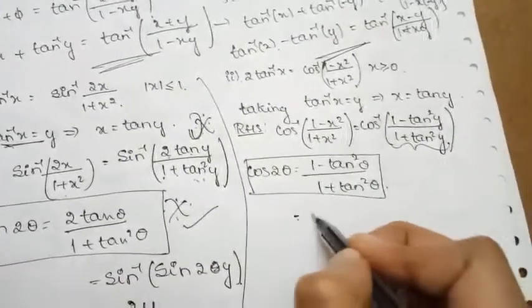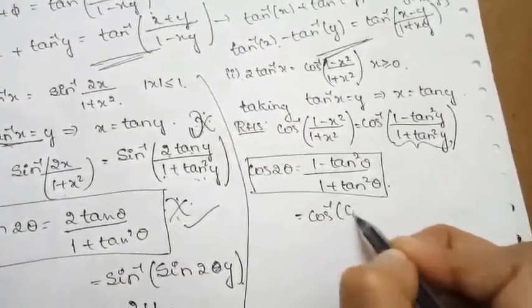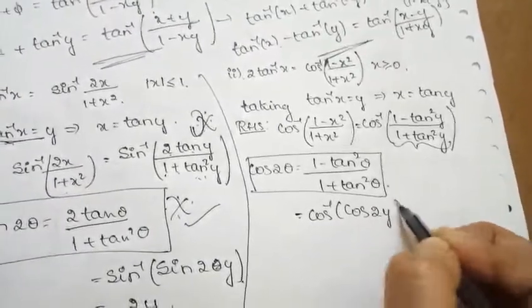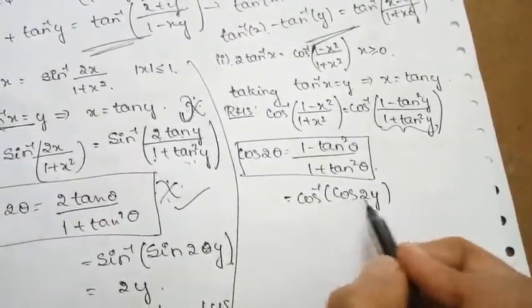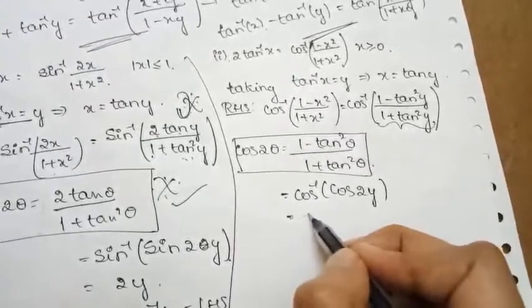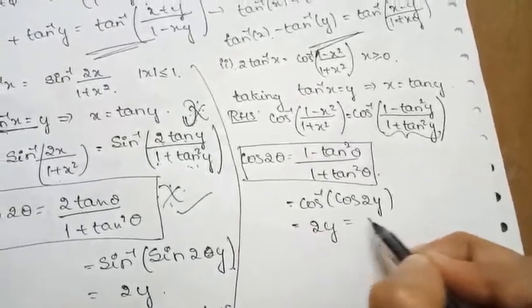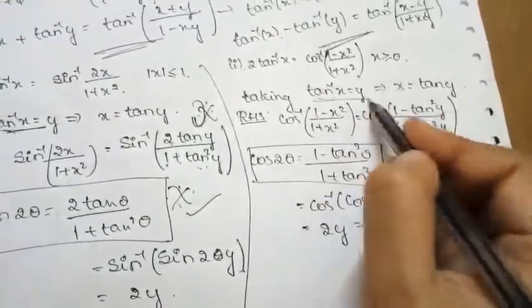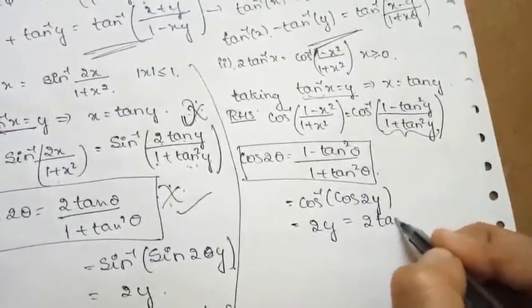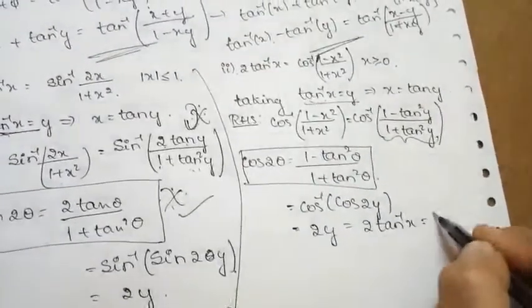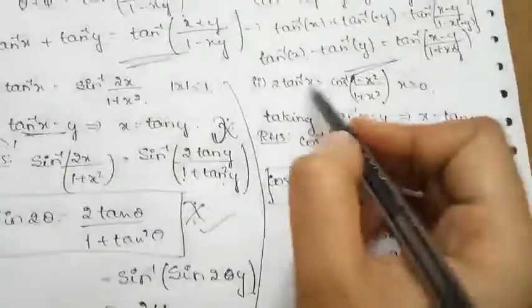So what happens? That is cos inverse of cos 2y. So what is cos inverse of cos x? It is in that form, so it becomes 2y. What is y here? That is nothing but tan inverse of x, so that is 2 tan inverse of x, which is nothing but our LHS.